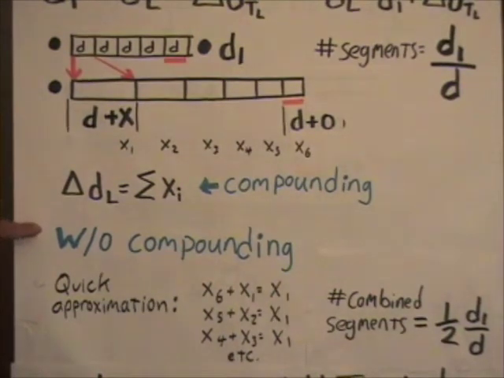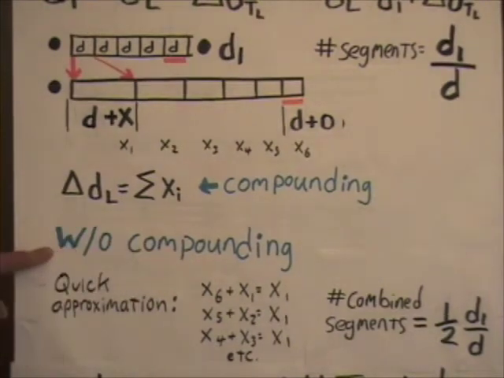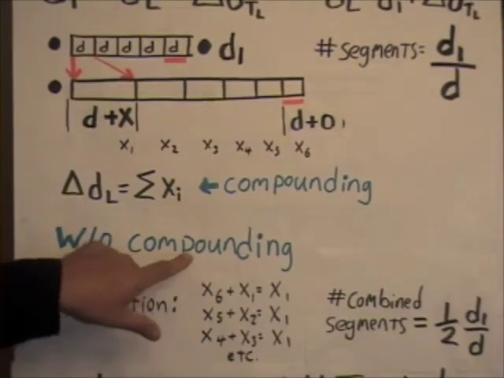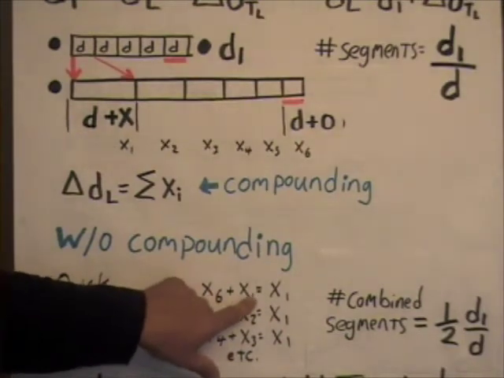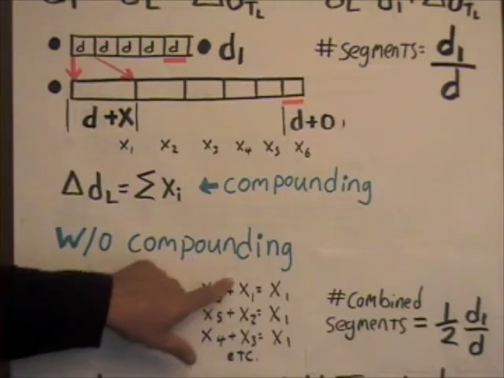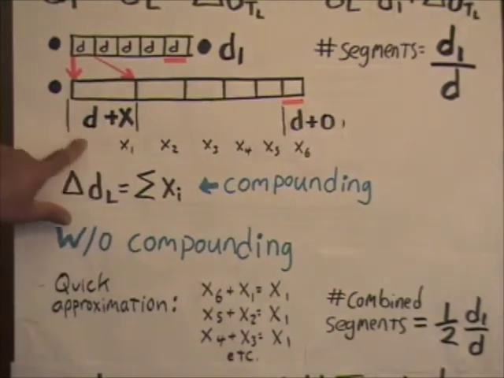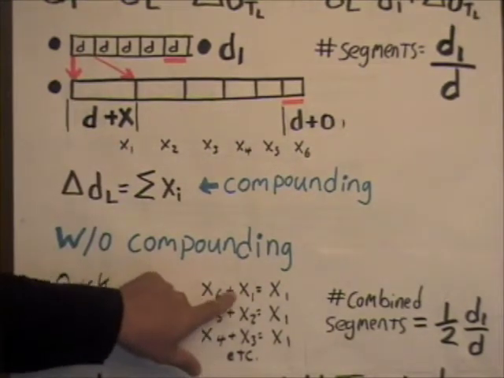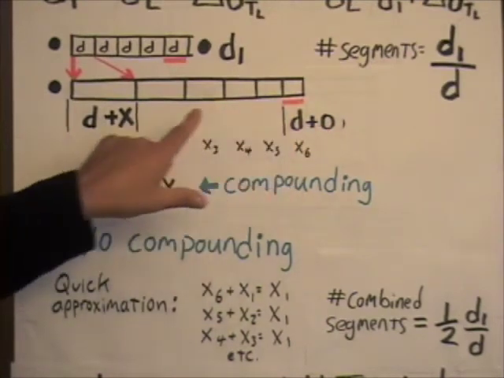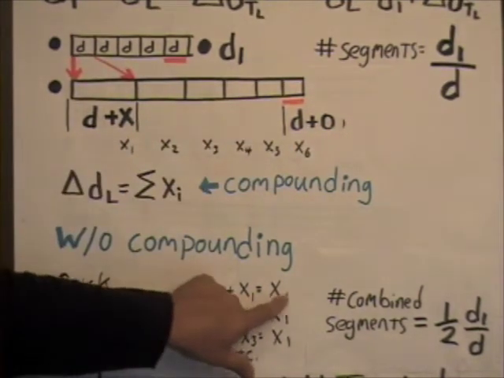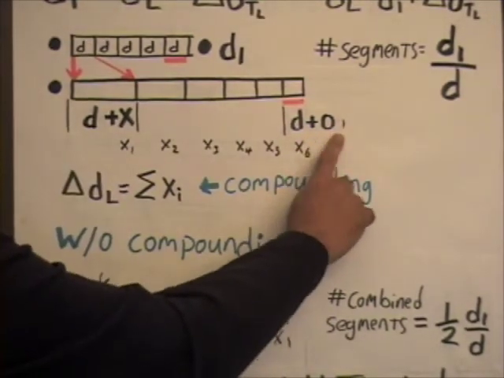Now, it is possible to come up with a simpler formula that we can use for approximate calculations without compounding, and we do it in the following manner. First, we make a quick approximation. We note that if we add up the lengths of the changes of the first segment, x6, because I was counting backwards, and the last segment, x1, then the difference in the changes for the light equals the change for x1, because this one was so small.